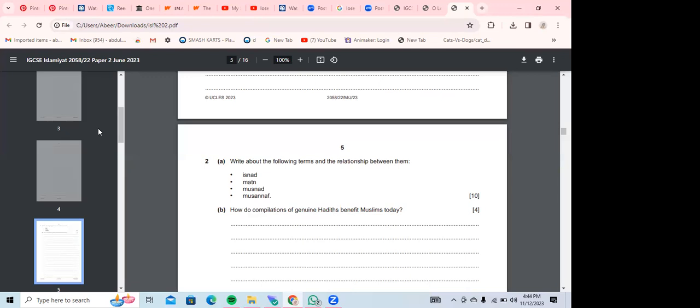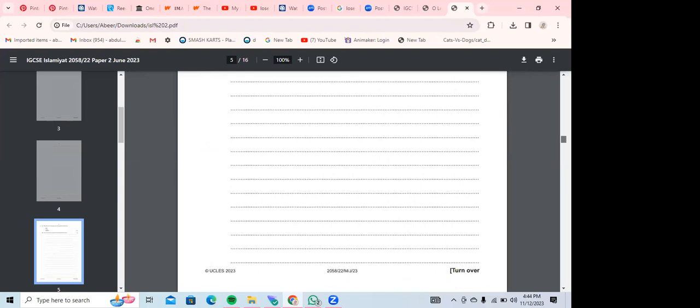Okay, question number two here is about writing the relationship of Isnad, Matan, Musnad, and Musannaf. Okay, and how do compilations of genuine hadiths benefit Muslims today? The same thing you have done with paper one, you have to do with paper two as well. You have to write all the questions in order. Okay, it's up to you, after question number one or two, which questions you go for, whichever you think are easy. Okay, moving forward.